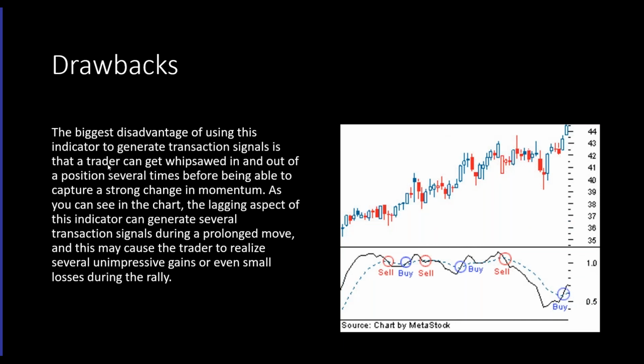The biggest drawback of using this indicator-generated transaction signal is that a trader can get whipsawed in and out of a position several times. And this is one of the drawbacks that you should be aware of. Because even though it generates these transaction signals, it doesn't tell you how far that price movement is. And when you're covering the spread, you can get whipsawed in because it can give you a sell signal, then a buy signal, then a sell signal.